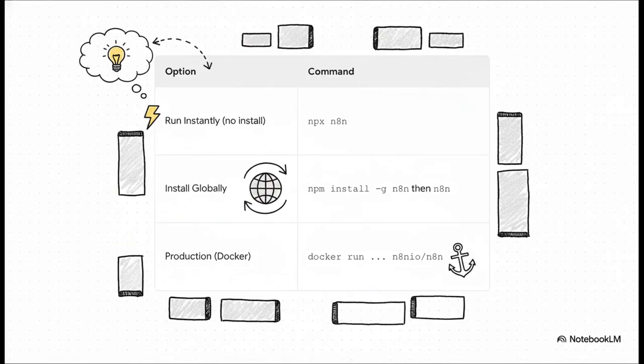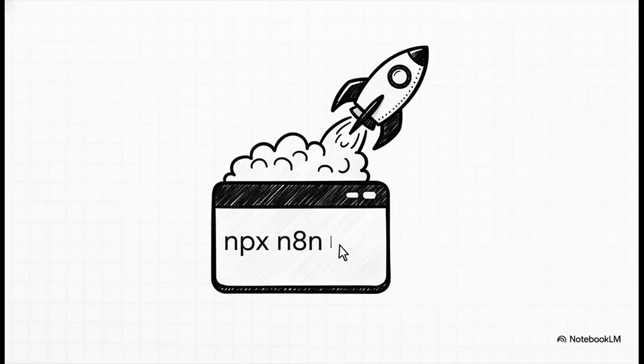Well, getting n8n running is surprisingly easy. You've got a few options, like a global install or using Docker for a production setup. But honestly, the fastest way to just try it out, the one I want you to focus on, is that first option. You don't have to install a single thing. You just open up your terminal, type this one little command, npx n8n, and hit enter. That's it. Seriously. It will download the latest version, run it locally, and pop open the workflow editor right in your browser. You can go from zero to building your first workflow in under 60 seconds.